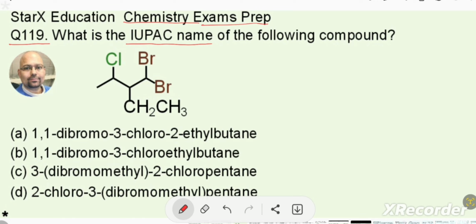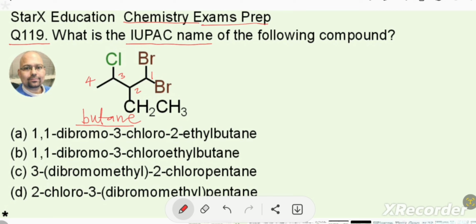and to name the compounds, the first rule is to find out the longest carbon chain. Now by looking at this structure here, it seems intuitive to number the carbons where there are two bromo groups. So if we go by that, the carbon chain is 4 carbons long. So 1, 2, 3, 4. So this is a derivative of butane.